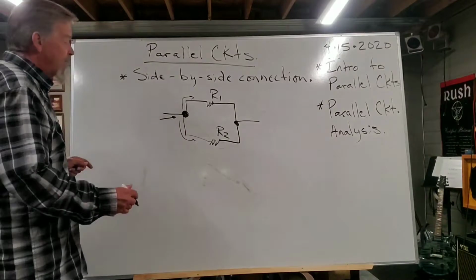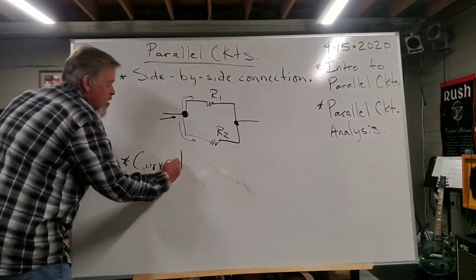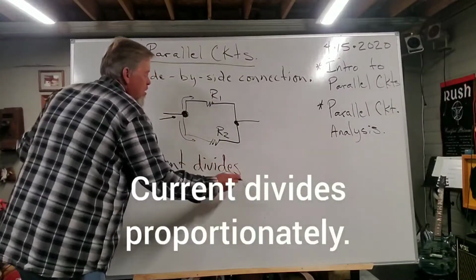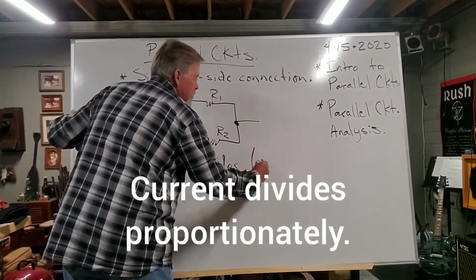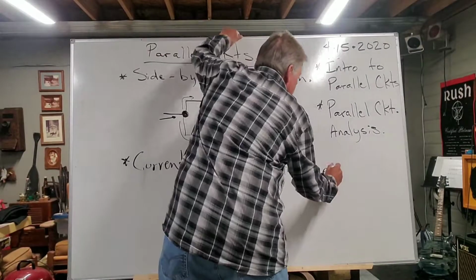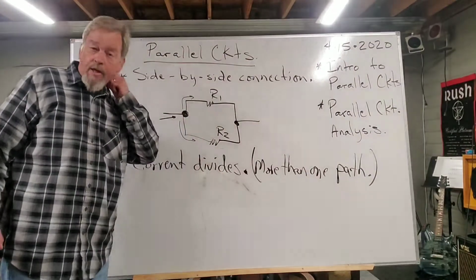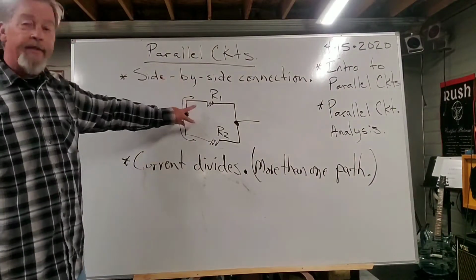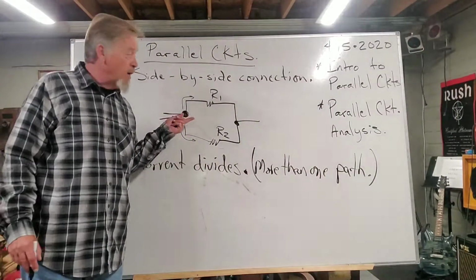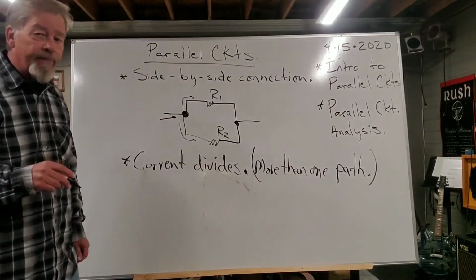So a side-by-side connection, because there is more than one path of current flow. So parallel circuit, side-by-side connection, this causes currents to divide because now we have more than one path for current to actually flow through. So that's the first basic concept you need to lock in on when it comes to parallel.